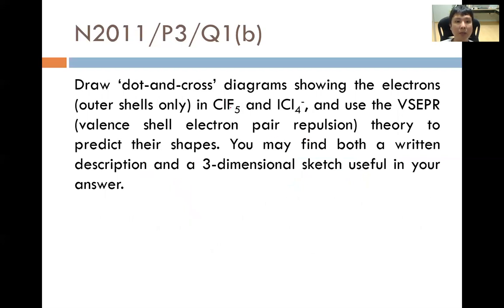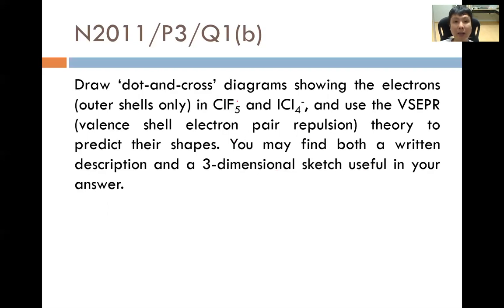November 2011, paper 3, question 1b. Draw dot and cross diagrams showing the electrons in ClF5 and ICl4- and use the VSEPR theory to predict their shapes. Okay, you may find both a written description and a 3-dimensional sketch useful in your answer. So let's look at the ClF5 first.